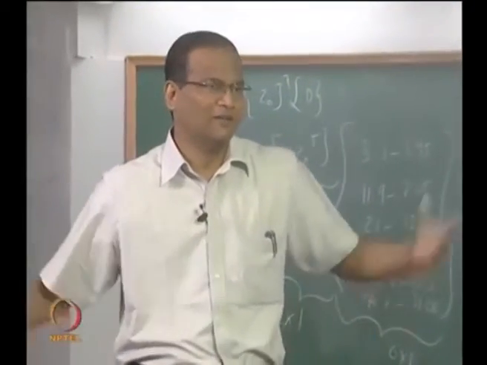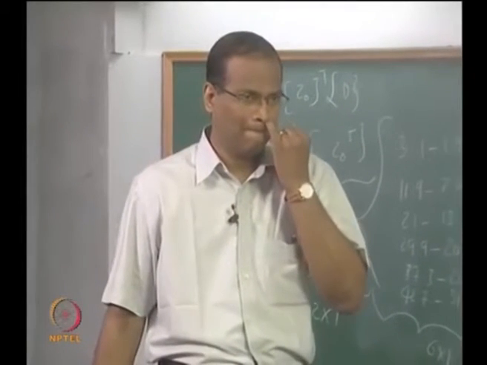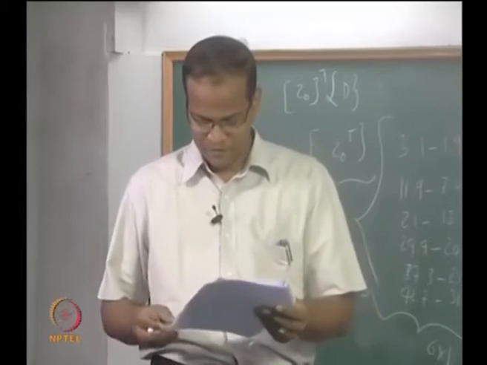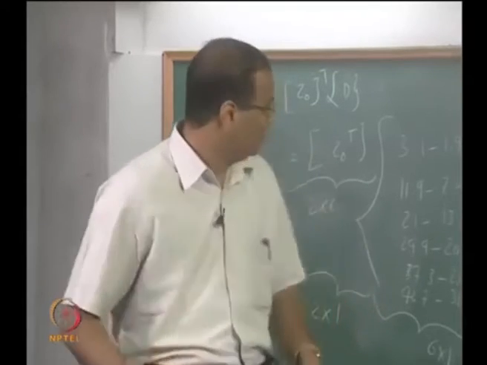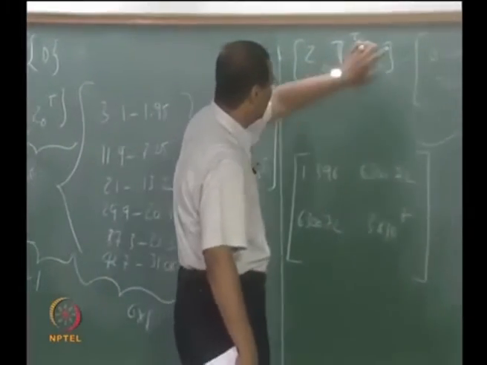Go ahead, invert it. Get delta A, delta B. 6.42 and 2.55 into 10 power minus 3. Is it? Okay. Let's work it out. So we got this, we got this. Shall I erase this?